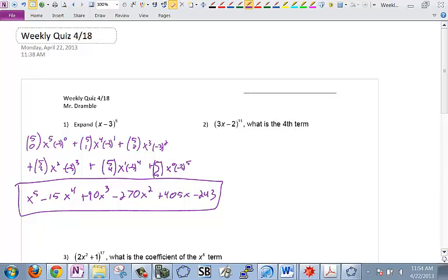Number 2, we want the 4th term, so we plug in 3. Guys, listen, because a lot of people miss this one because we're not very good at PEMDAS.